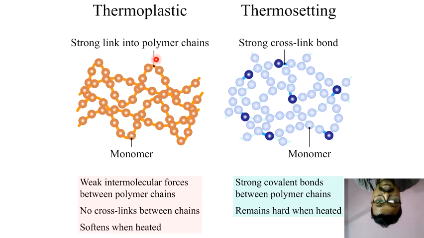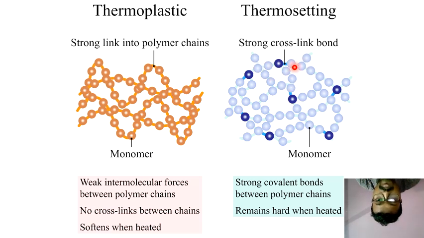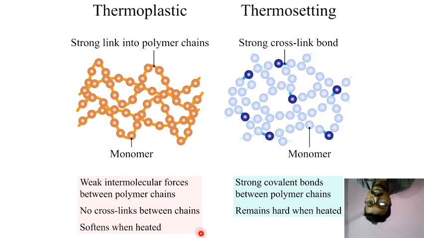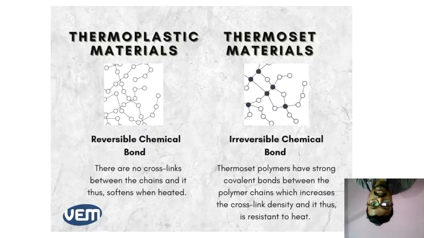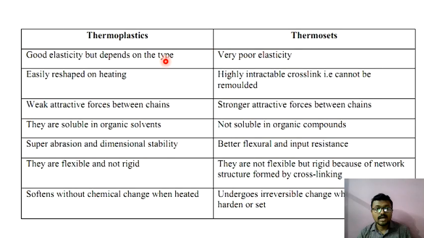Next, already discussed thermoplastic and thermosetting. Thermosetting means strong intermolecular force, and thermoplastic weak intermolecular force. And thermoset polymer remains hard when heated. Okay, but thermoplastic becomes softened, becomes liquid when heated. Okay, so this is the difference. Now this difference is very important. Difference between thermoplastic and thermoset.